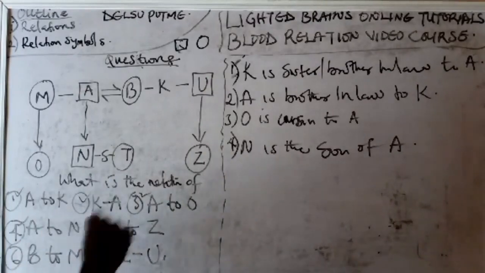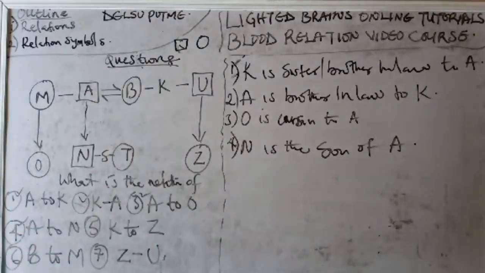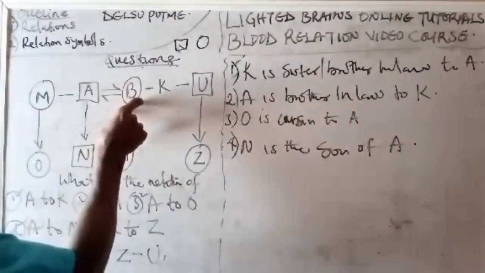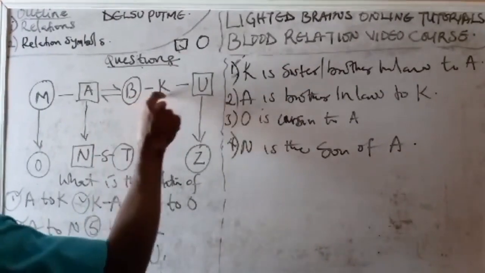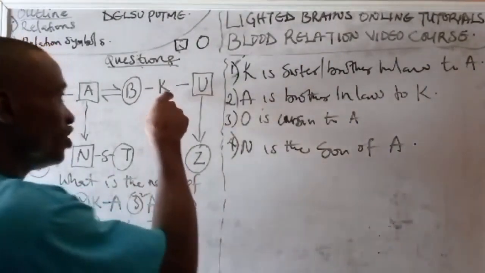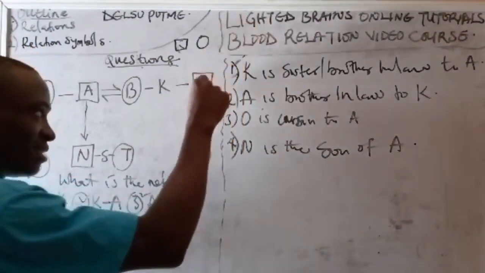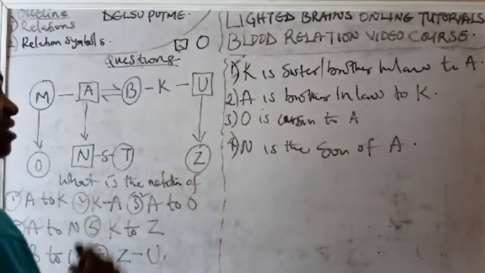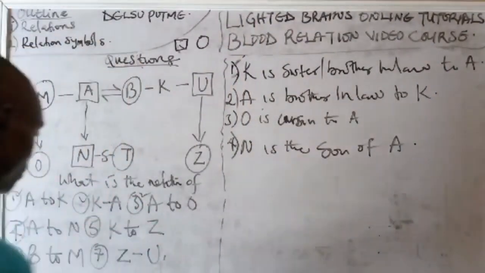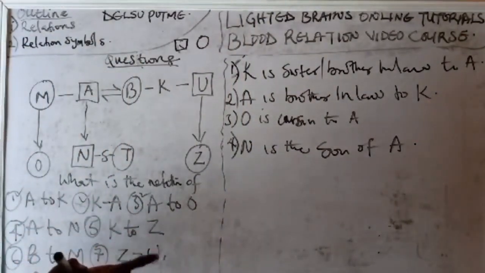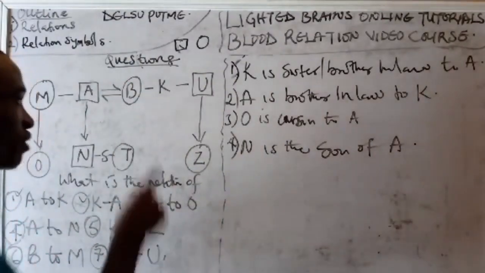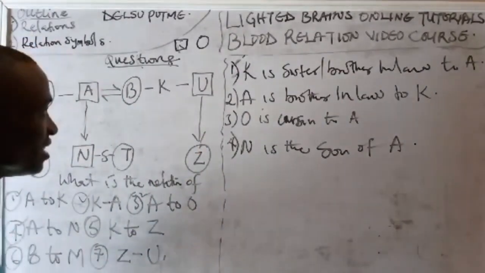Then number 5, K to Z. What's the relationship of K towards Z? Now, we said that this girl here has a brother or sister which is unknown, right? Has a relation which is unknown. Then this unknown person now has a brother U. Do you understand now? He has a brother U, and that brother has a son. So the question is, from K, what is the relationship of Z? So Z is what?